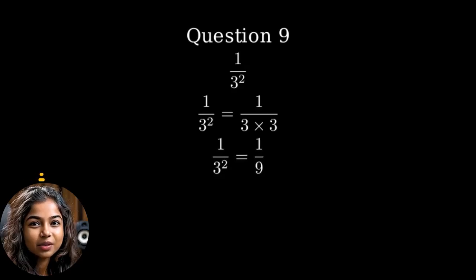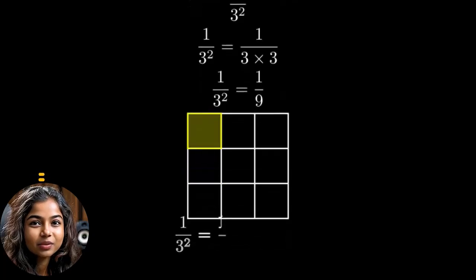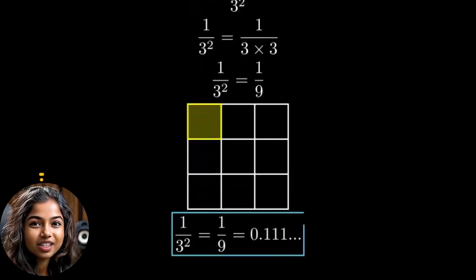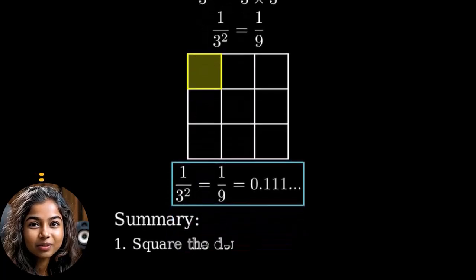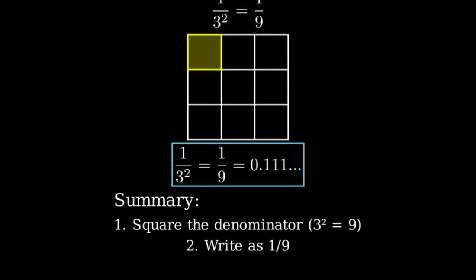Let's visualize what this means. We start with one whole unit and divide it into 9 equal parts. 1/9 represents one of these 9 parts. Therefore, 1 over 3 squared equals 1/9, or approximately 0.111 recurring. To summarize, when we have 1 over a number squared, we first calculate the square of the denominator, then write 1 over that result as our final answer.